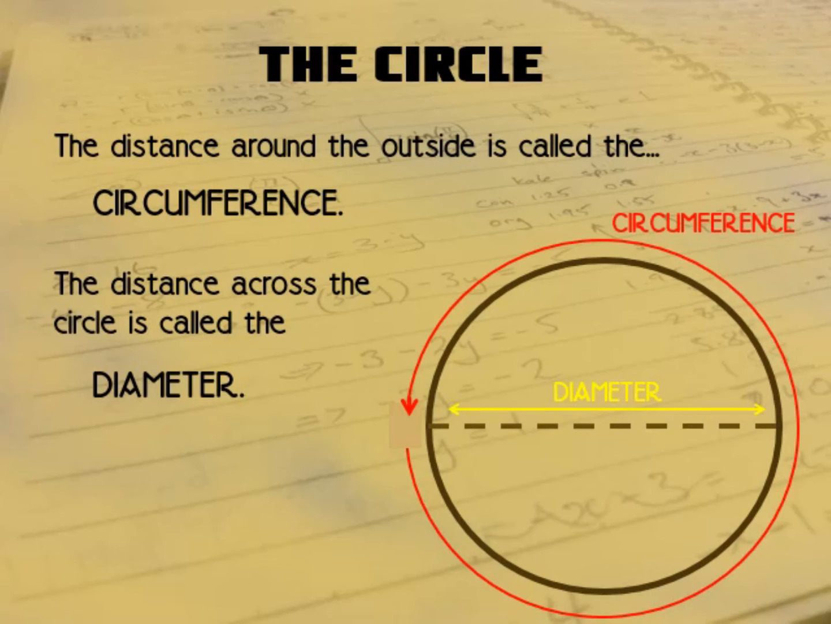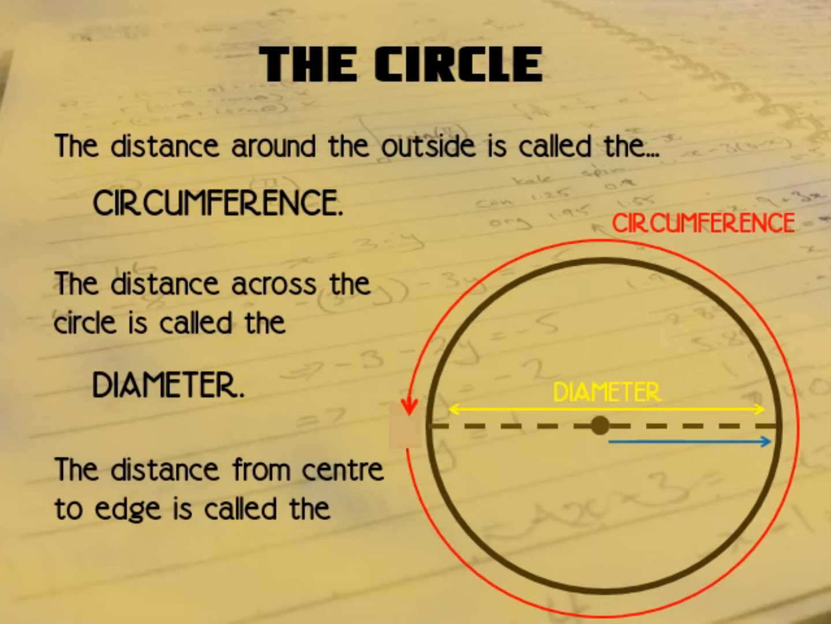And if we take just half of the diameter, from the center to the edge of the circle, we call that the radius, which is half the diameter. The diameter divided by 2 equals the radius of a circle.